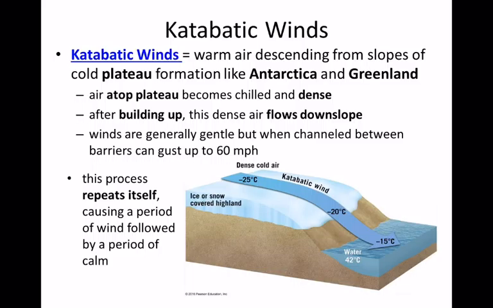Eventually, it just kind of falls off the edge. And since it's a plateau, there definitely is an edge. And so it's that kind of falling off that creates these katabatic winds. So the katabatic winds can repeat themselves. They just kind of build up and they do it again.